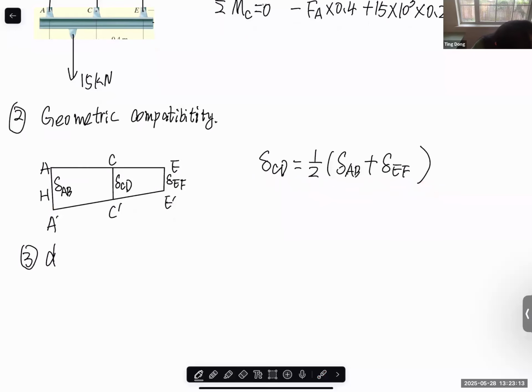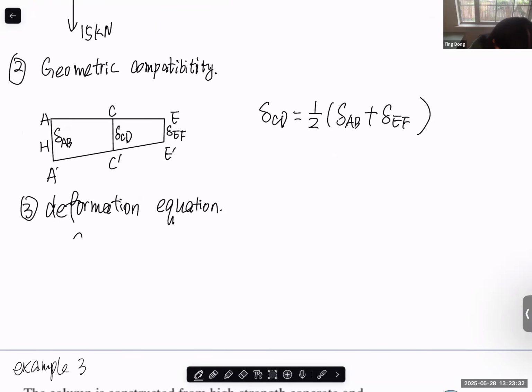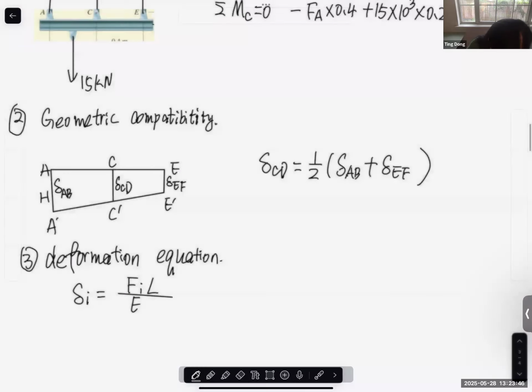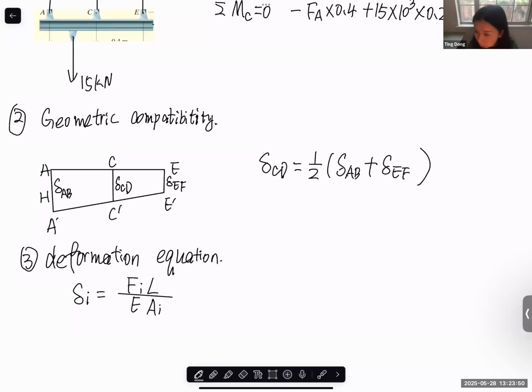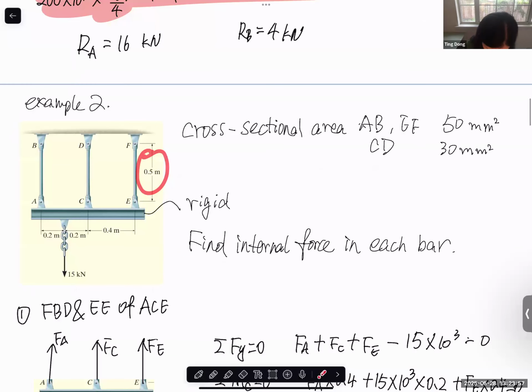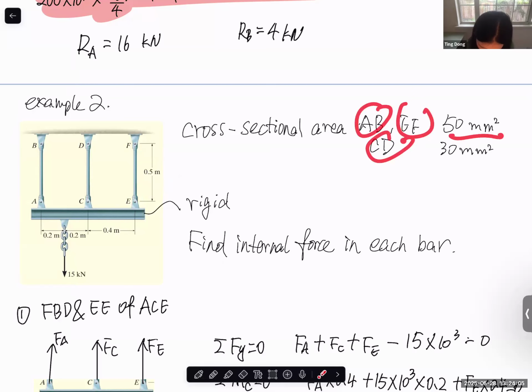For the deformation equation, we just use NL over EA for each bar. We can write the equation. Delta always equal to force in that bar, L, E, Young's modulus is the same for all three. Cross-section area of each section. L original length is also the same, 0.5. Young's modulus doesn't matter because it cancels out on both sides. Cross-section area AB, EF 50, CD 30.